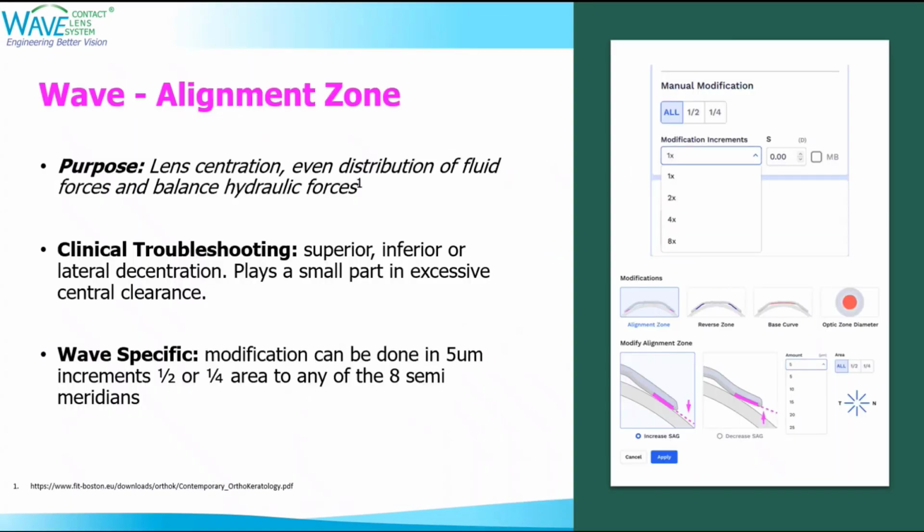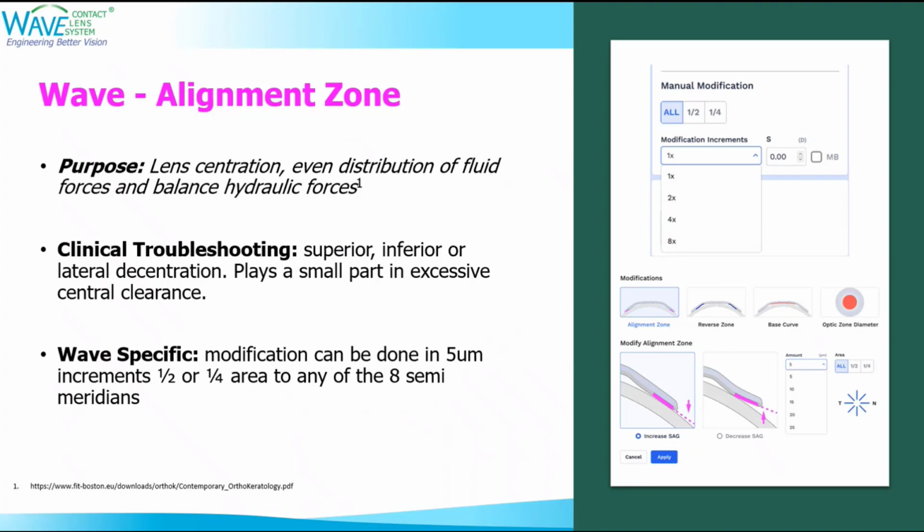The alignment zone has multiple purposes. First, it is for the lens centration. It is also to ensure that there is an even distribution of the fluid forces around the lens. And lastly, to create a semi-sealed environment, allowing for the hydraulic forces to take place. Clinically, the zone is for superior, inferior, or lateral decentration, and it also plays a small part in excessive central clearance.